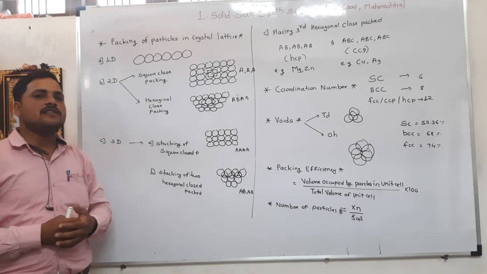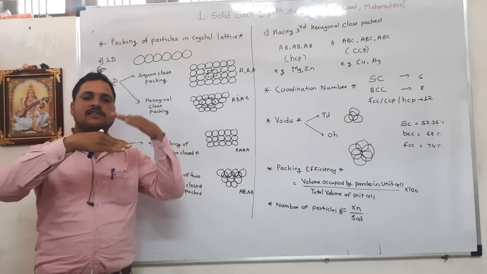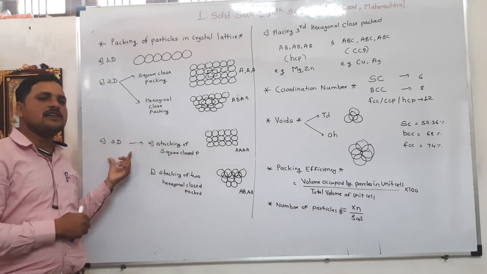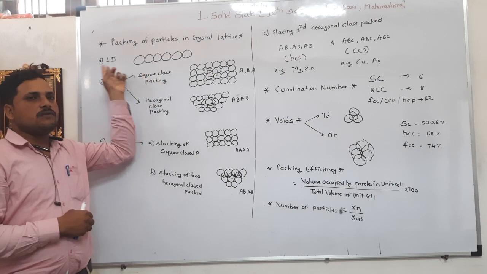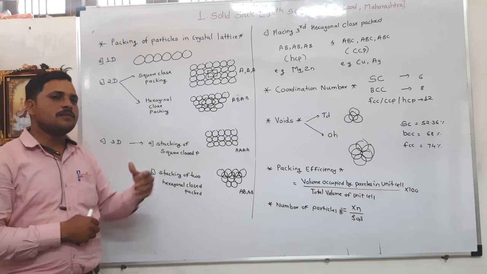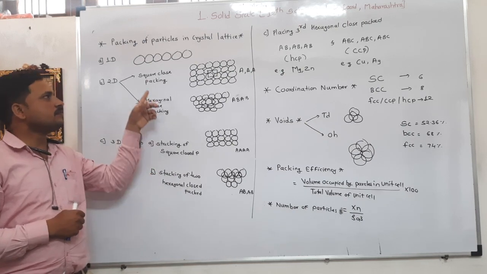And when the spheres are arranged such that one layer is complete, then a second layer, third layer, fourth layer, and so on, it is known as three dimensional packing. First, in one dimensional, there is only one row. In two dimensional, one layer is complete, and in three dimensional, more layers are complete.